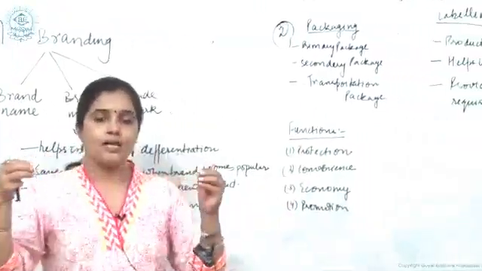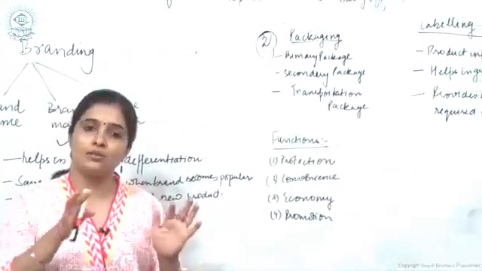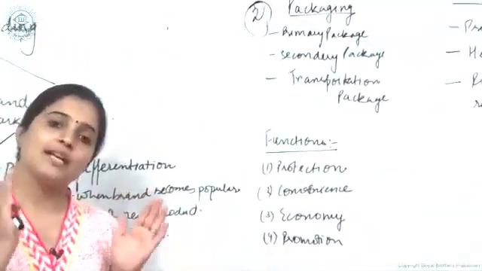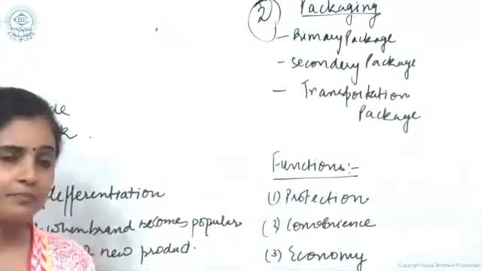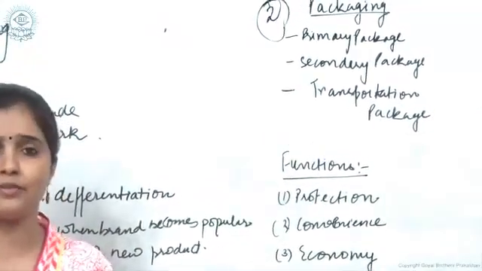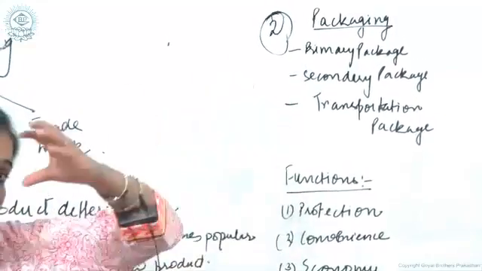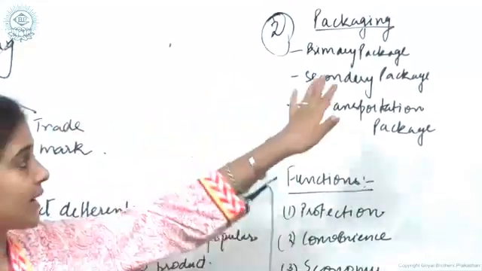The cardboard box that comes, which we take out and throw away, that is called the secondary package, on which all the information is there, right? The date of manufacture, MRP, date of expiry, everything, all the information is there on that cardboard box. That is the secondary package.